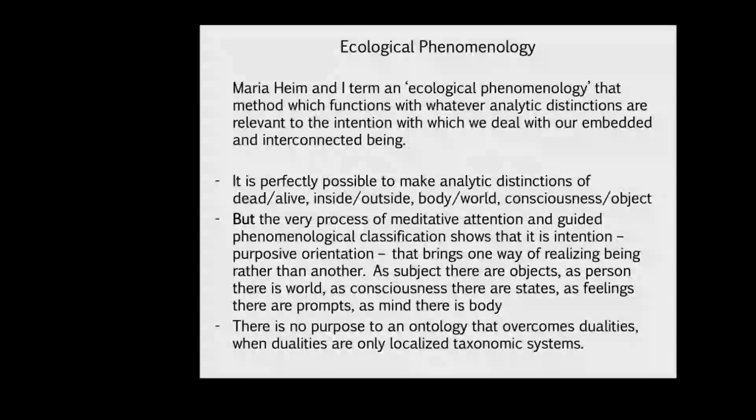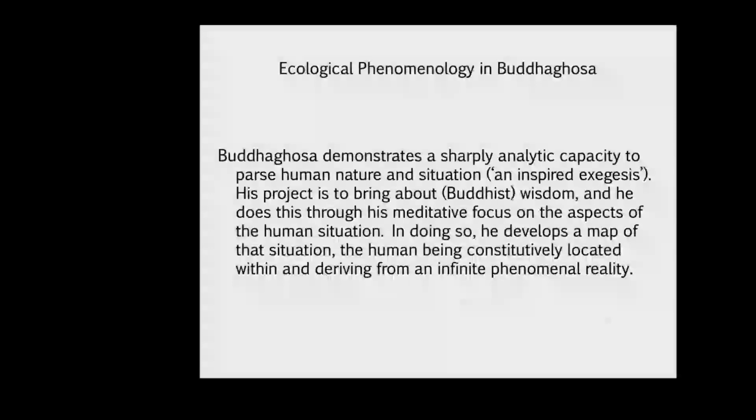So I sum that up by saying dualities or any kinds of such distinctions, or even, in fact, monolithic metaphysics, are all localized taxonomic systems. That is to say, they are localized to the particular purpose that the philosopher sets out to defend. So there is a radical contingency to our ontologies. They are simply where we stop doing phenomenology.